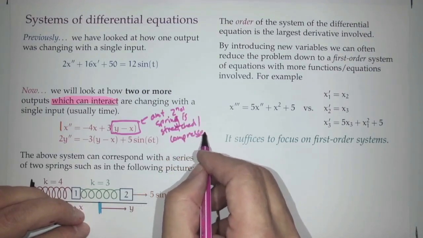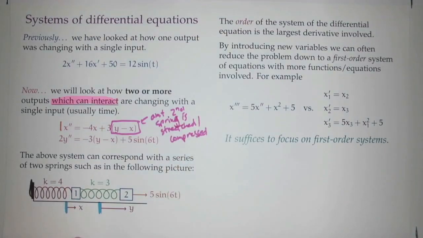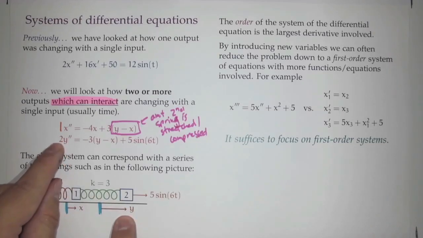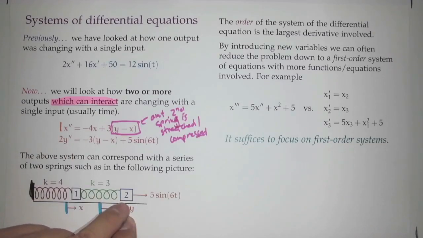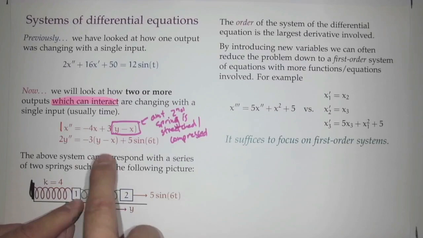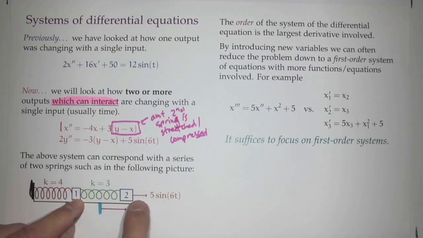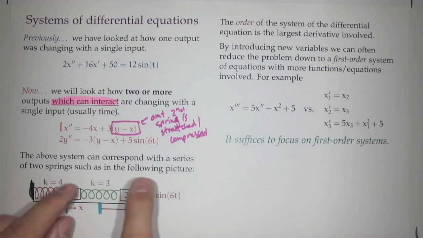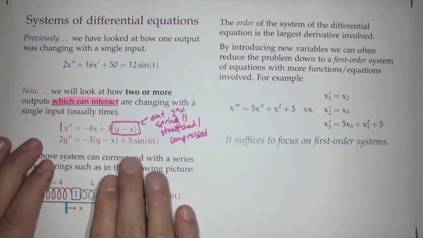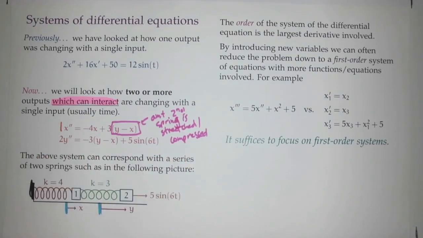Okay, so that's the first spring. The second is a little bit easier. Sorry, the first mass. The second mass, okay, so mass is 2, acceleration y double prime. We have the spring on the left, basically the same idea, minus 3 times y minus x, and then the external force on the right, which is 5 sine of 6t. So the way you get to the system is you just say, what's happening to each one locally? And then we can use that to figure out what's happening to the system.